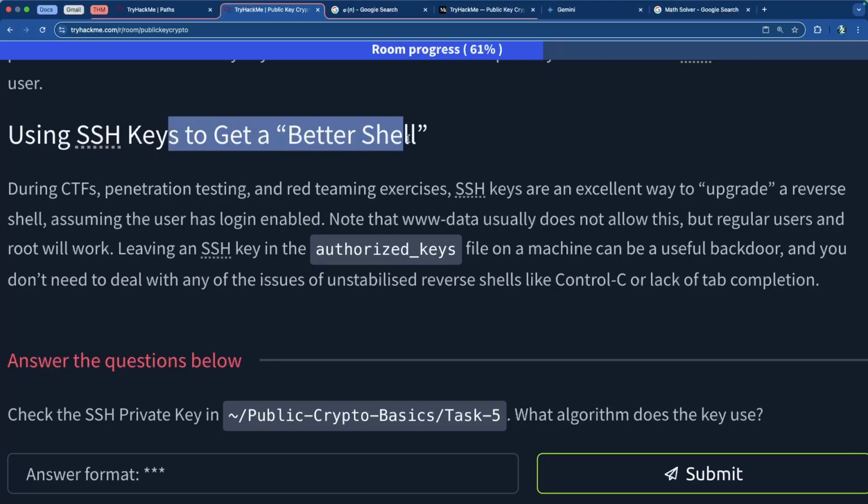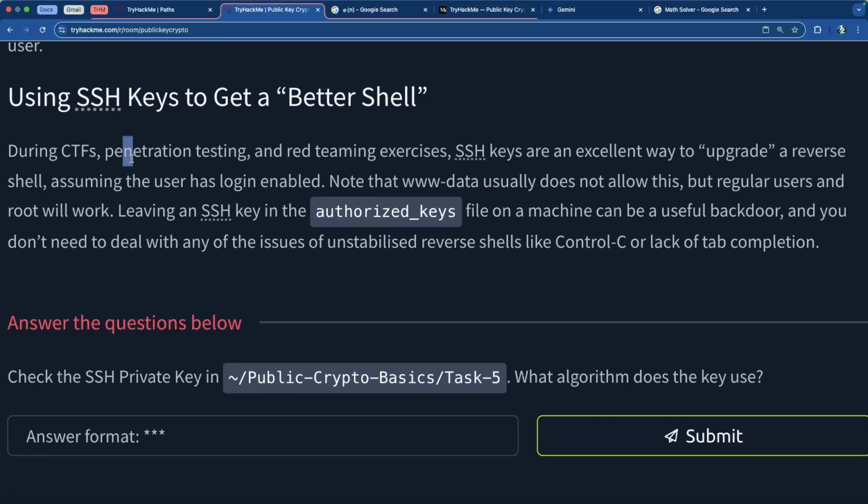Using SSH keys to get a better shell. During CTFs, penetration testing and red teaming exercises, SSH keys are an excellent way to upgrade a reverse shell, assuming the user has login enabled. Note that www-data usually does not allow this, but regular users and root will work. Leaving an SSH key in the authorized_keys file on a machine can be a useful backdoor, and you don't need to deal with any of the issues of unstabilized reverse shells like Control-C or lack of tab completion.